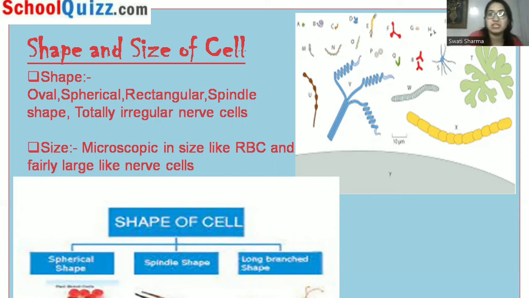In this picture, it is clearly shown that in A, children, just see how small a cell can be. Then B, then C, D, and up to E. See how large this cell is. So from a very minute size to a very large size, a cell can be there.